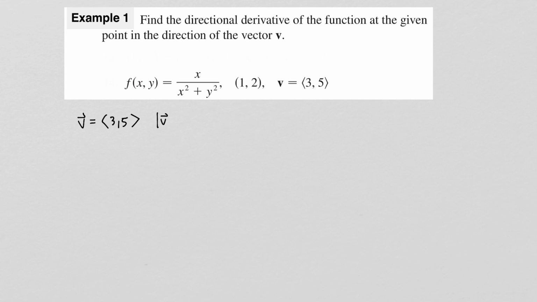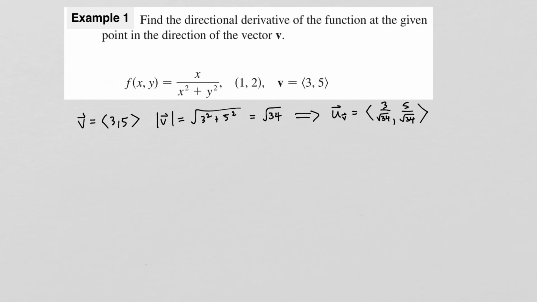So the magnitude of v, of course, is the square root of 3 squared plus 5 squared. This is the square root of 9 plus 25, which is the square root of 34. So if I transform the vector v into a unit vector that points in the same direction as v, this is going to be the vector 3 divided by radical 34 and 5 divided by radical 34.